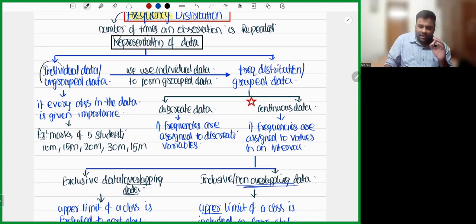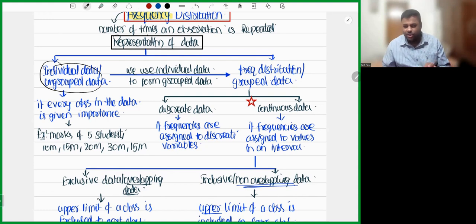Individual or ungrouped data means each and every observation, you write them as it is in the data. Like marks of 5 students: 10, 15, 20, 30, 50. Just writing the data like that is called individual or ungrouped data.